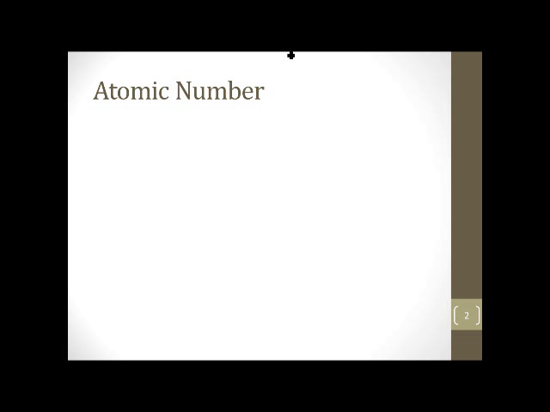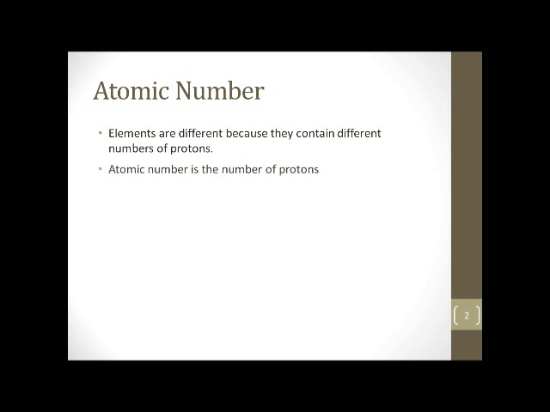The real thing that is used to distinguish among different kinds of atoms is the atomic number, because elements are different because they contain different numbers of protons. So it's the atomic number, the number of protons, that is going to tell you what element you're looking at. The atomic number is equal to the number of protons.